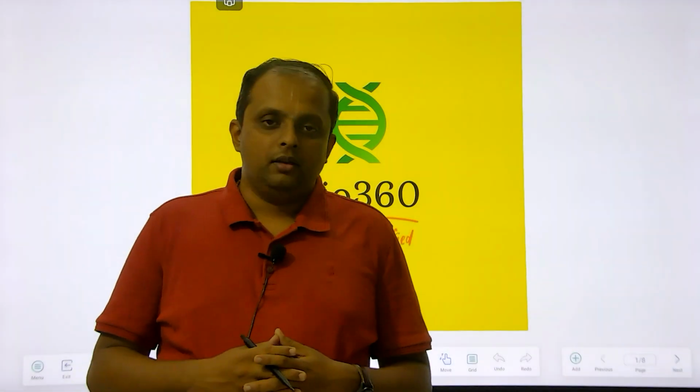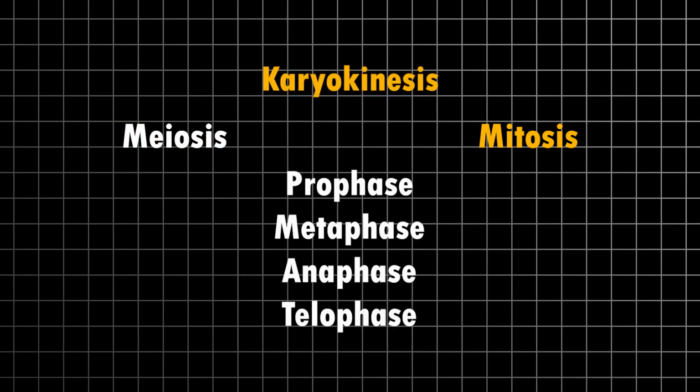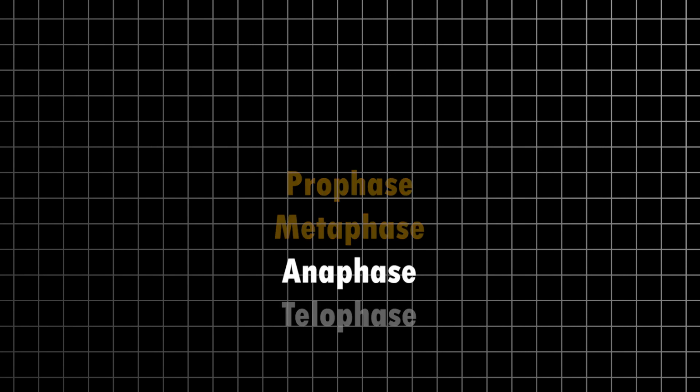Hello friends, in the series of cell division videos we had already talked about mitosis, the one phase of karyokinesis, which has four phases, of which we had discussed the first two preliminary phases, that is the prophase and metaphase, right? In this video we will begin our discussion with anaphase.